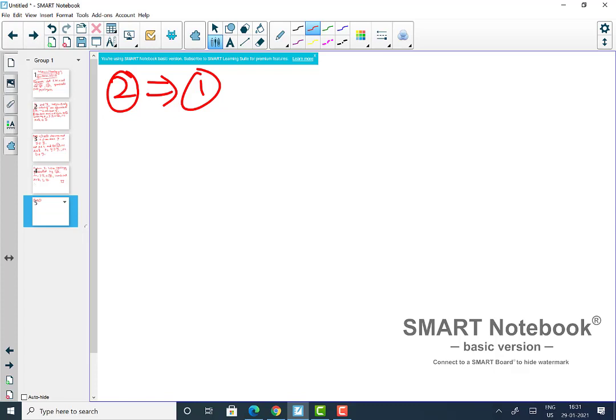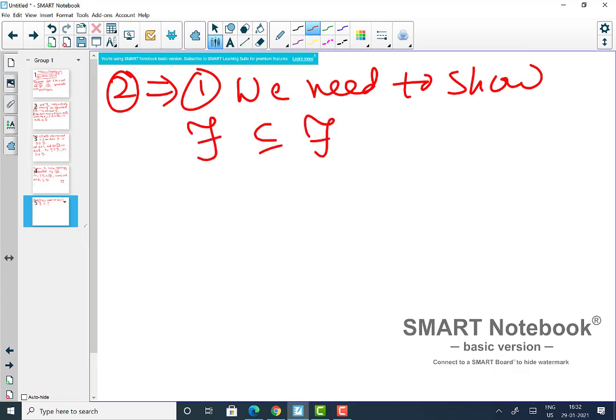So what do we need to show? We need to show that tau is a subset of tau 1, right? This is what we need to show. So I need to show that every open set here is also an open set here. Okay, so start with that.